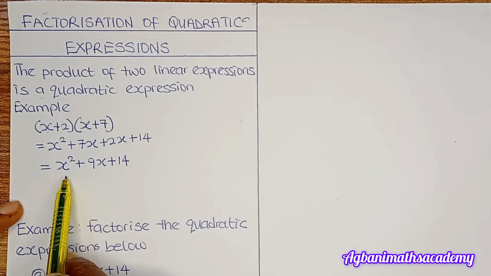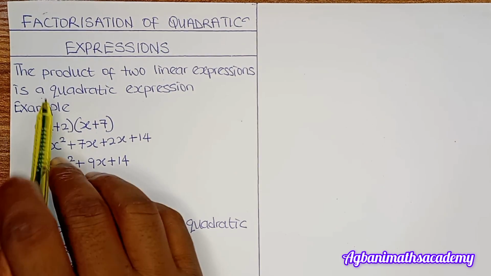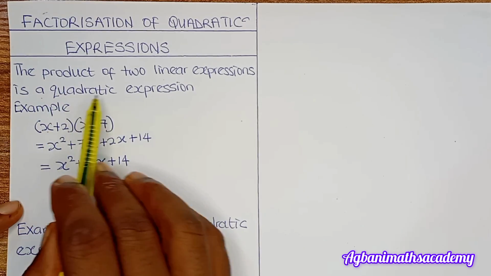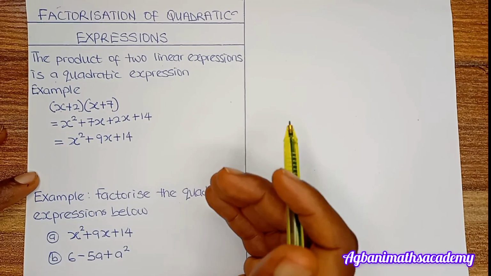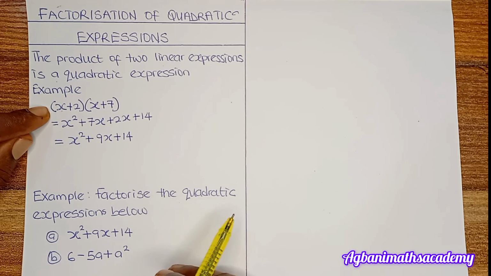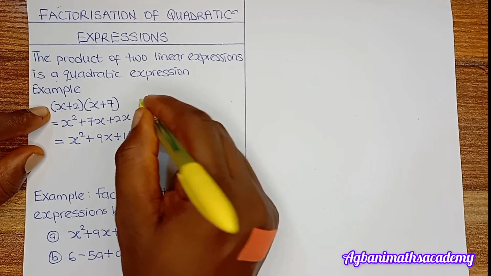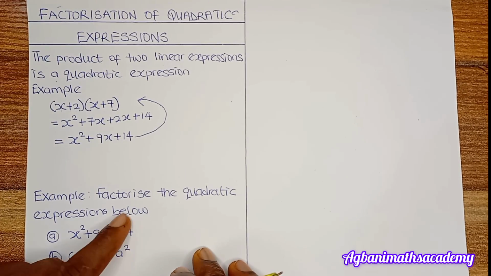So we can see that we have gotten a quadratic expression by multiplying two linear expressions. That's why I say the product of two linear expressions is a quadratic expression. We are going to see now how to factorize a quadratic expression. When you factorize a quadratic expression, what you are simply trying to do is to get back the two linear expressions that multiply themselves to give the quadratic expression. So we are just trying to go back to this point. That's what we are trying to achieve.